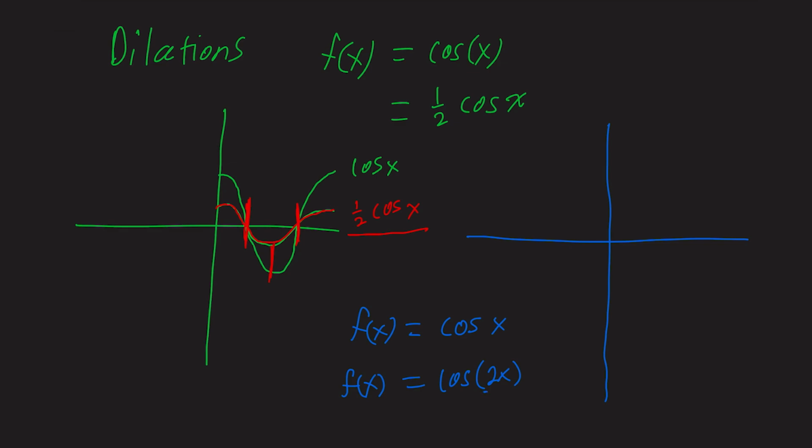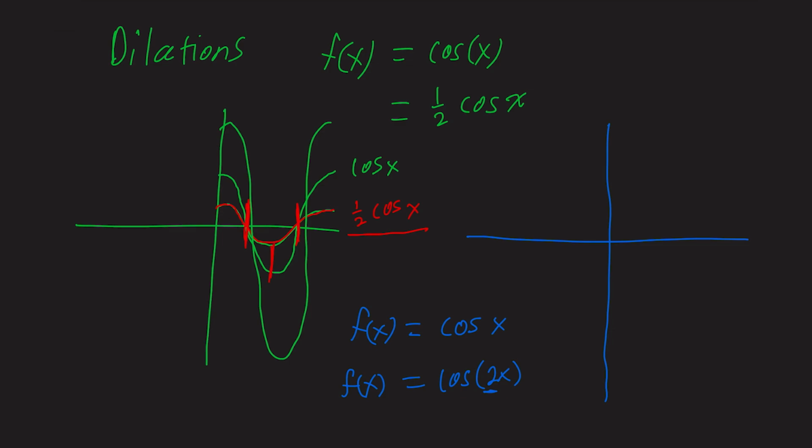Now, when I multiply it by a big number inside the function, that results in a horizontal compression of the function. Whereas before, if I multiplied cosine x by a big number, it would result in a vertical expansion of the function. So when you're dealing in the vertical plane, a big positive number is an expansion. When you're dealing in the horizontal plane, a big number is a compression.